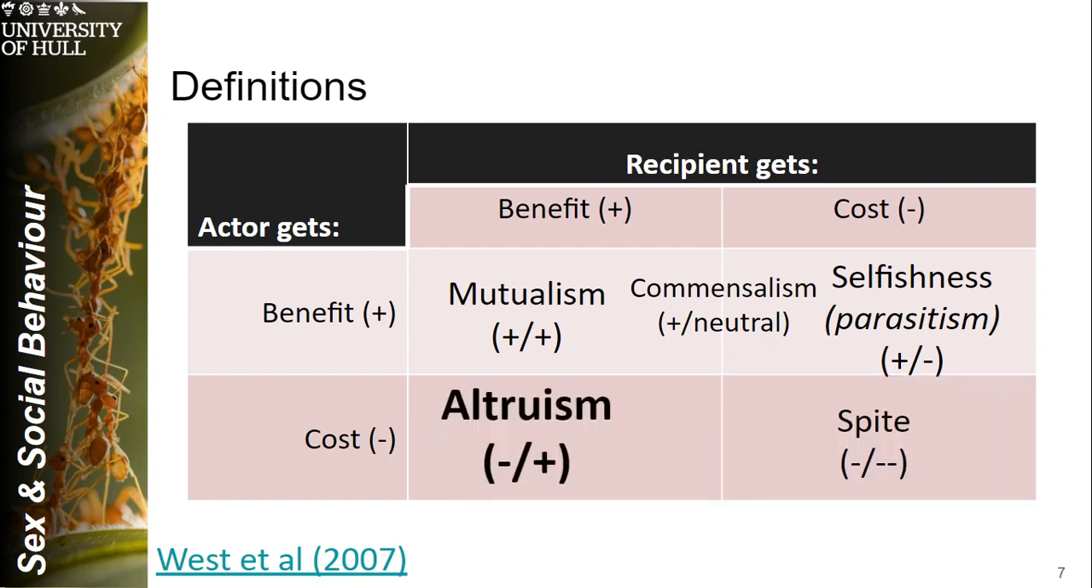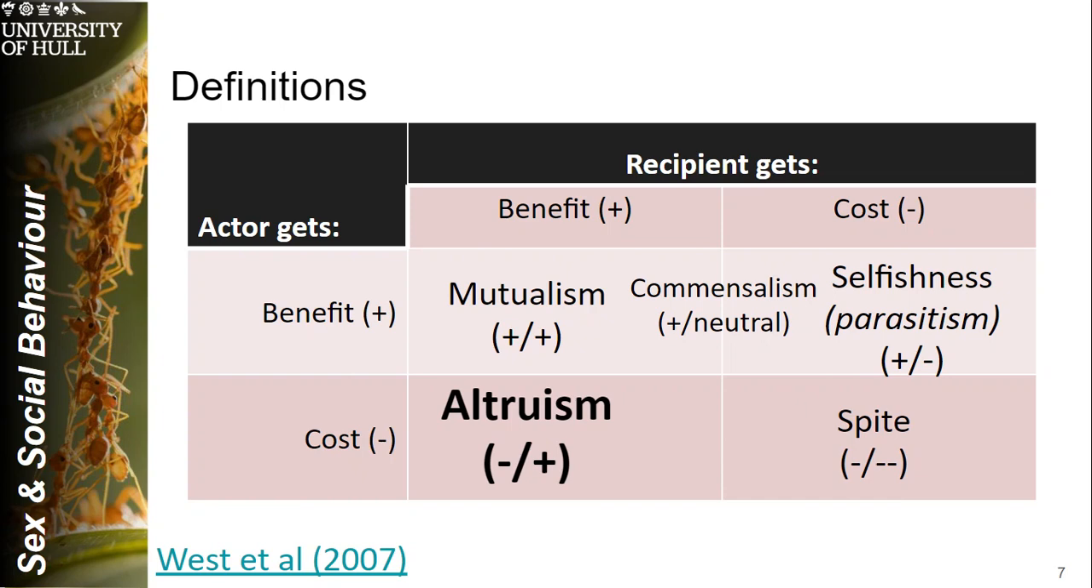But the one that we are interested in today is the evolution of altruism, which is where you incur a cost to yourself in order to confer a benefit on a recipient. And just going through a few semantics, these are the terms that we use for the different cells in this benefit cost matrix.